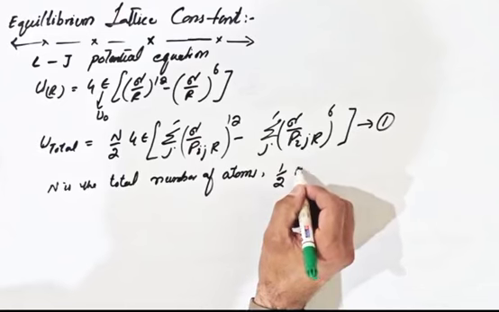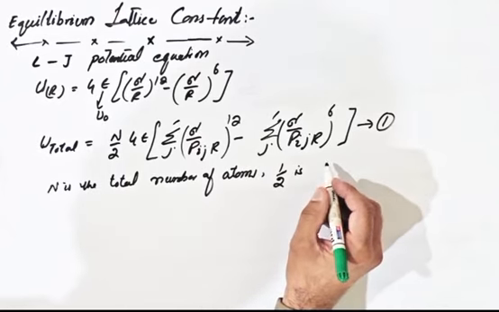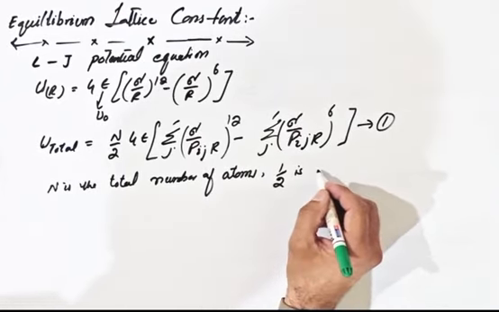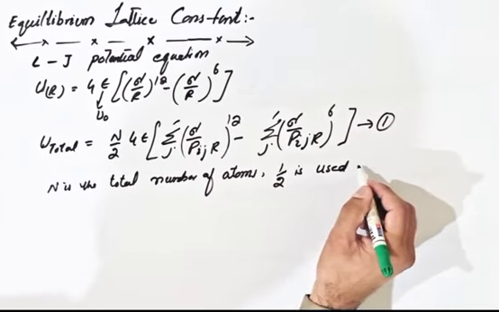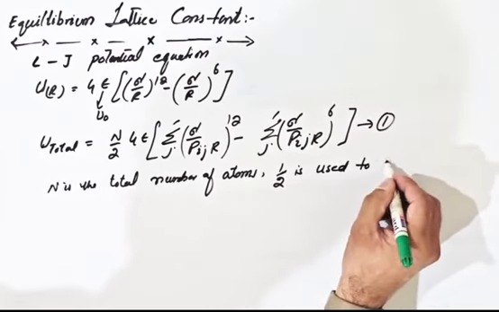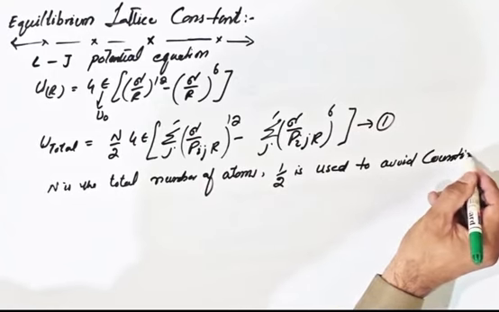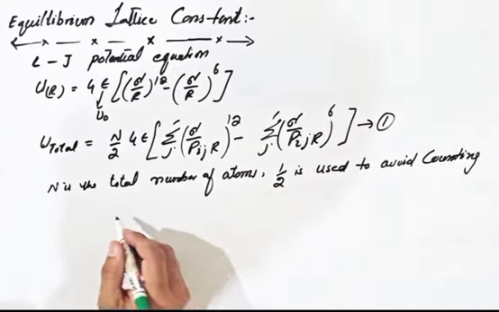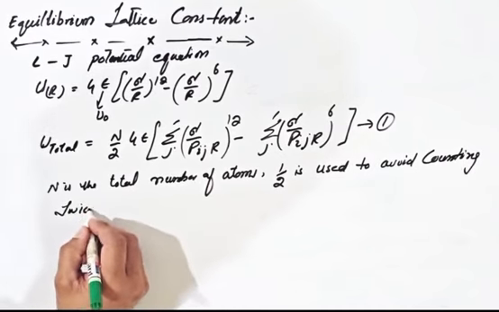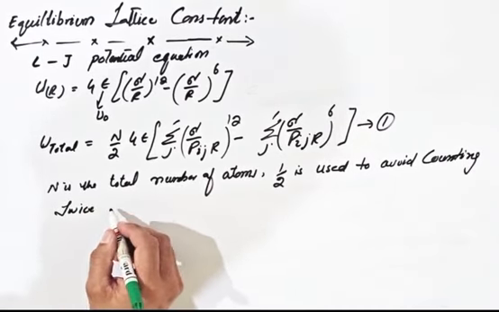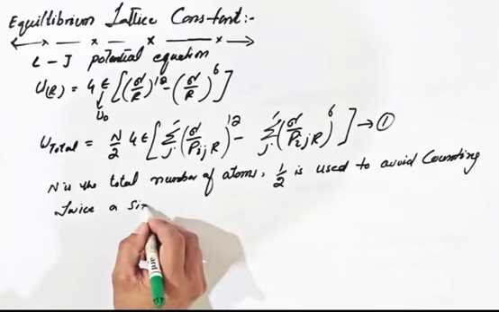Half is used to avoid counting twice a single pair of atoms.